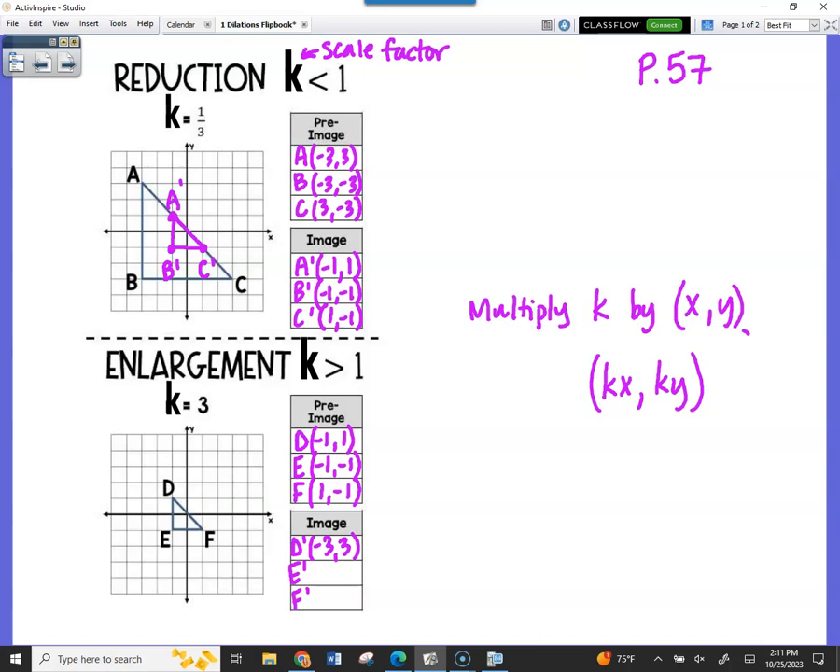Negative 3, negative 3. Very good. And then one more. 3, negative 3. And then now you would graph this. I already graphed it.